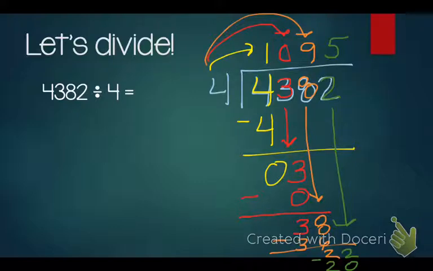Now there's two things you can do here. You can either say remainder 2, or what we're going to talk about in decimal videos is you can change 4,382 to a decimal and continue to do the calculations. But again, I'm not going to go over that in this video, so if you want to see that, you can go into my dividing decimals video and take a look at that.